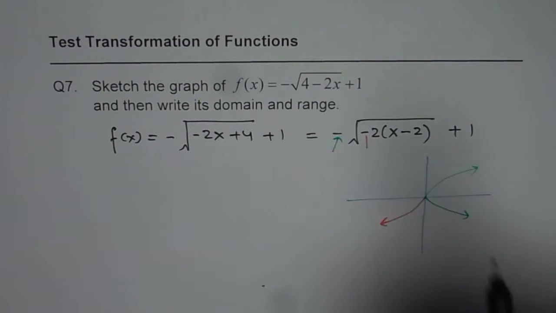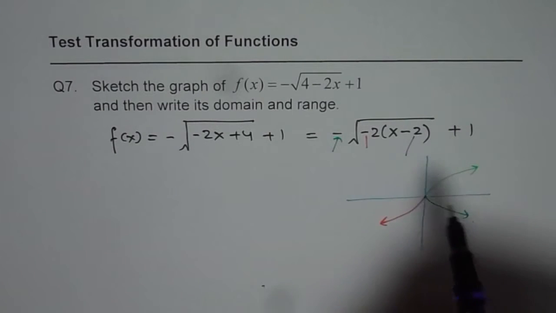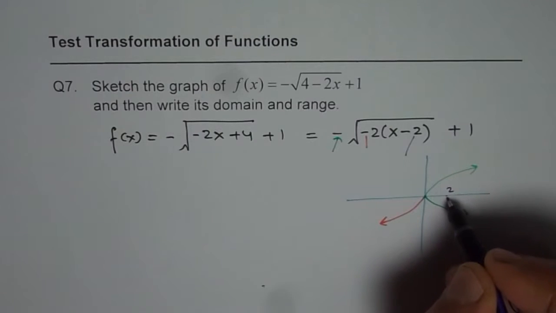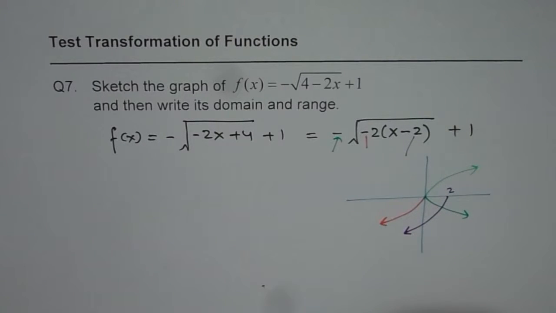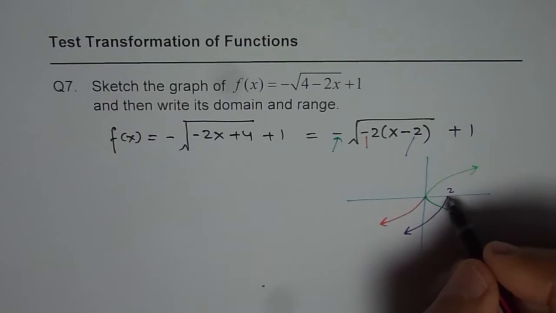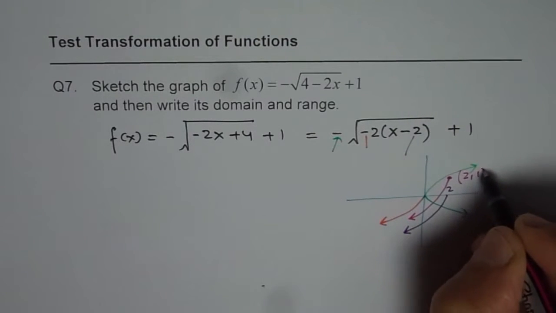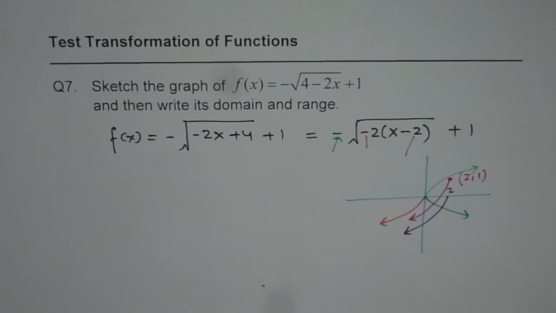After that, let me apply a different transformation. Horizontally, we are going to move 2 units to the right. So this is at 2, and we come like this, 2 units. Then we apply the last transformation, which is 1 unit up. So 1 unit up is kind of here, and finally I get this point, which is at 2, 1. That helps you to give domain and range. Anyway, that is our approximate sketch.